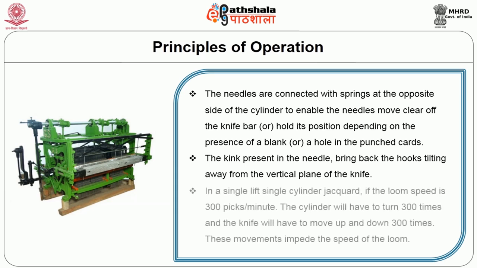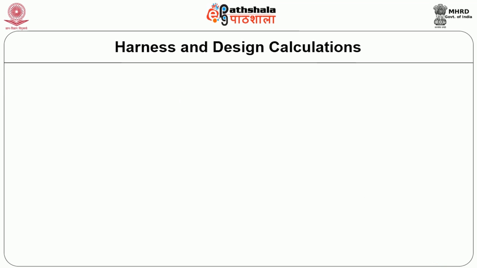In a single lift, single cylinder Jacquard, if the loom speed is 300 picks per minute, the cylinder will have to turn 300 times and the knife will have to move up and down 300 times. This mechanical movement actually limits the speed of the loom. So we'll look into the different types of harnesses and the design calculations.